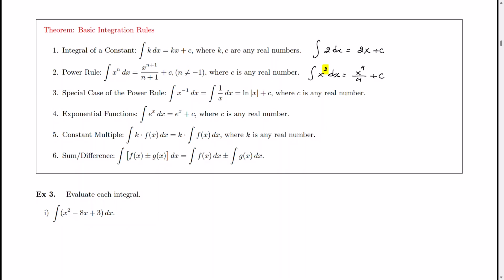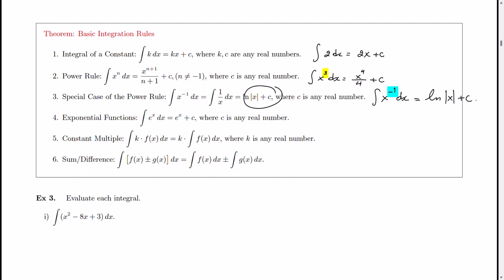So what if the power is -1? Well, that's where we use the next rule. If the power is -1, so if x has -1 in the exponent, then what we're supposed to do is just know that the antiderivative is just ln, the natural log of the absolute value of x. So that's what the rule says, plus the constant of integration called c.